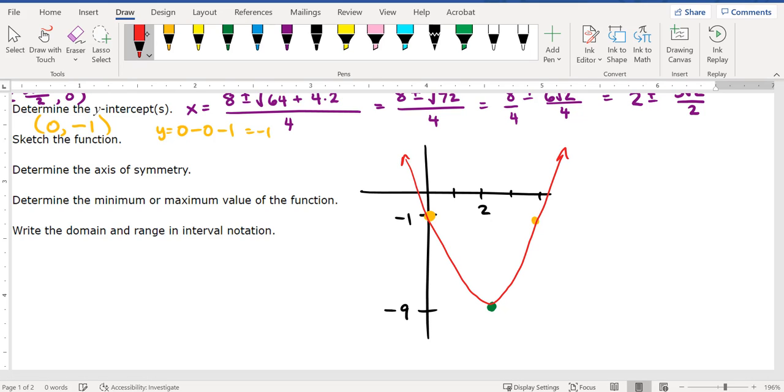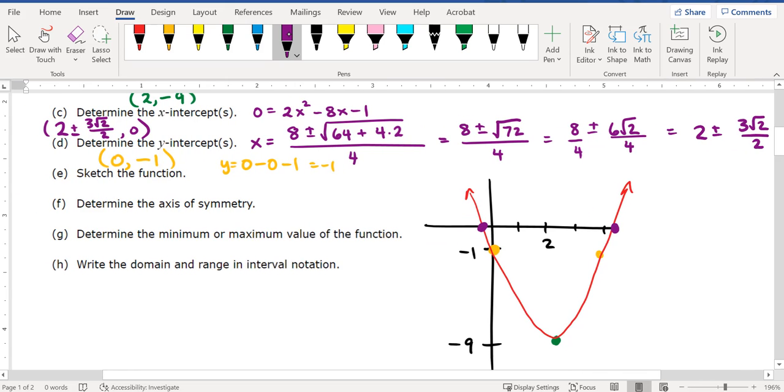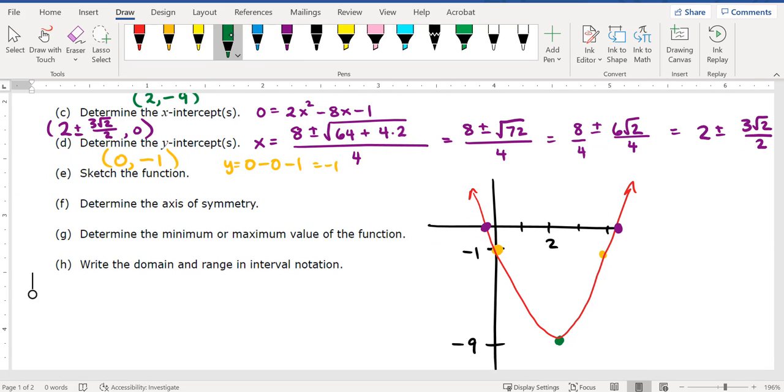Now, I also have those two x-intercepts, but they are irrational numbers. Remember, they're 2 plus or minus 3 root 2 over 2. But I don't think I need those. For the axis of symmetry, remember it's always x equals negative b over 2a, which is the same as the x value for the vertex. So it's x equals 2. Determine the minimum or maximum value of the function. That's going to be a minimum, and the minimum is negative 9.